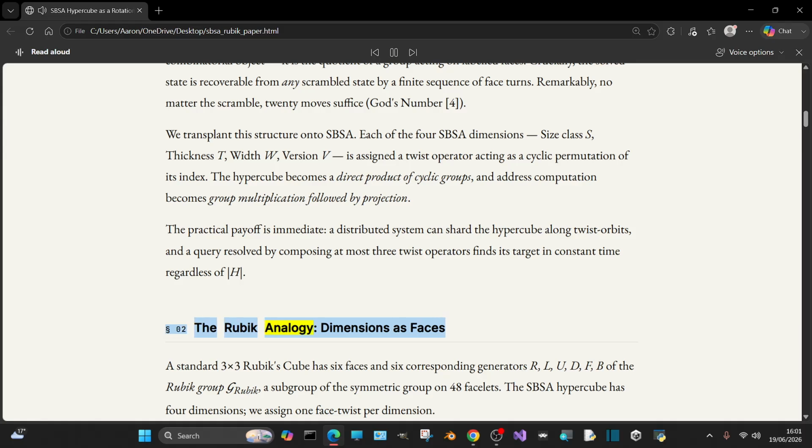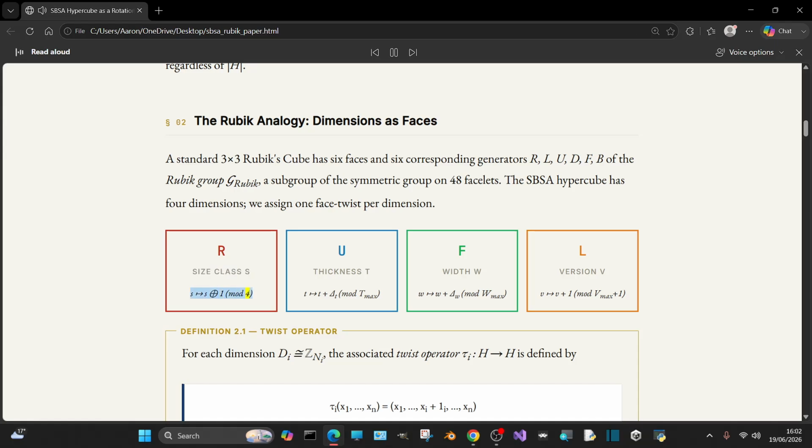Section 02, The Rubik analogy, dimensions as faces. A standard 3x3 Rubik's cube has 6 faces and 6 corresponding generators R, L, U, D, F, B of the Rubik group, a subgroup of the symmetric group on 48 facelets. The SBSA Hypercube has 4 dimensions. We assign 1 face twist per dimension. R: size class S goes to S plus 1, mod 4. U: thickness T goes to T plus 1, mod tmax. F: width W goes to W plus 1, mod wmax. L: version V goes to V plus 1, mod vmax plus 1.